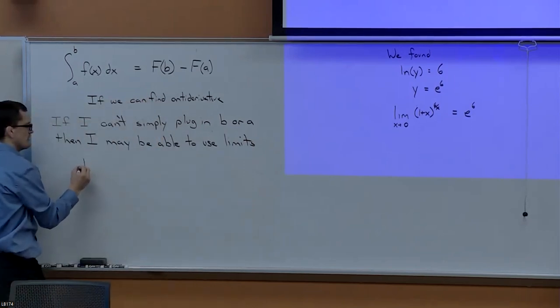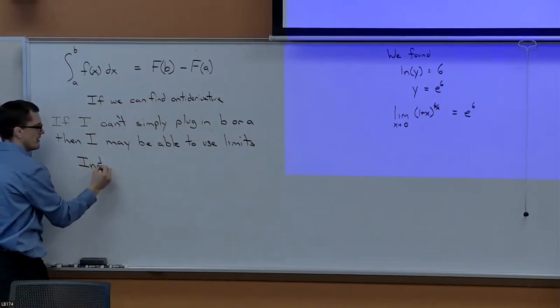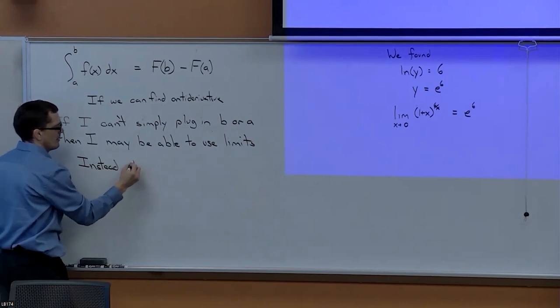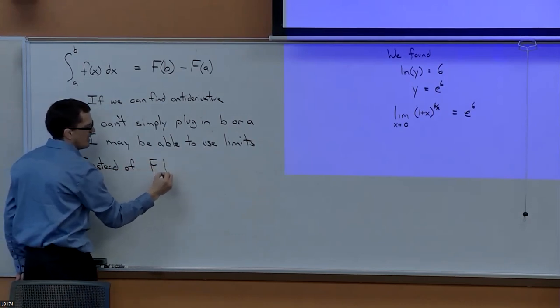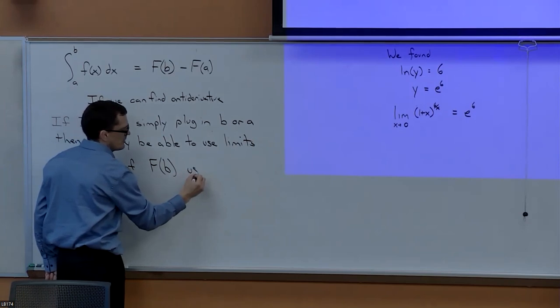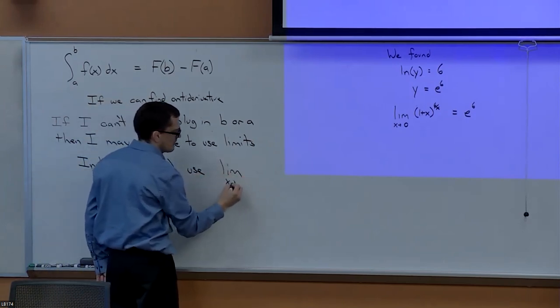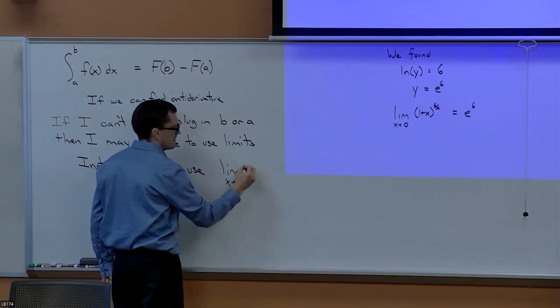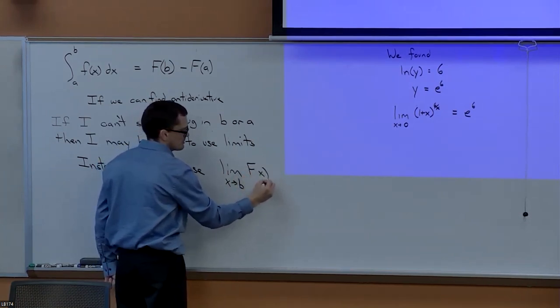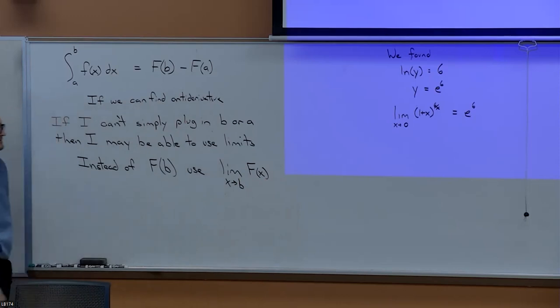In short, instead of f of b, use the limit as x goes to b of that function. Instead of using f of a, use the limit as x goes to a of that function. We okay with that?